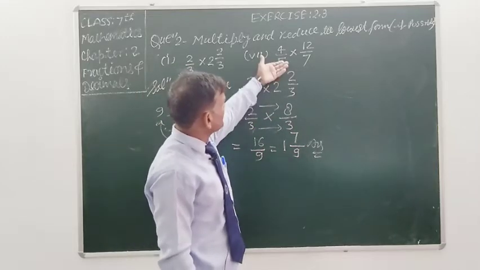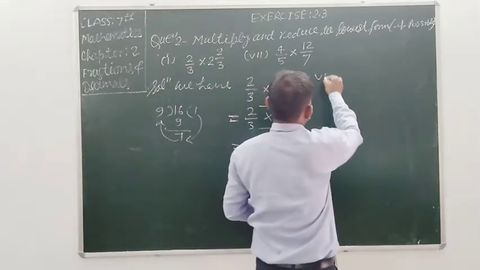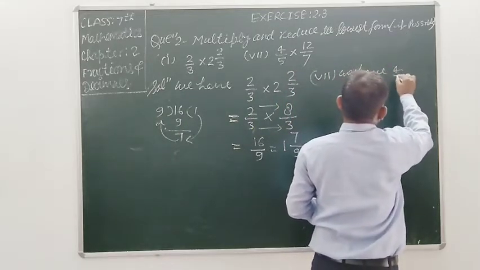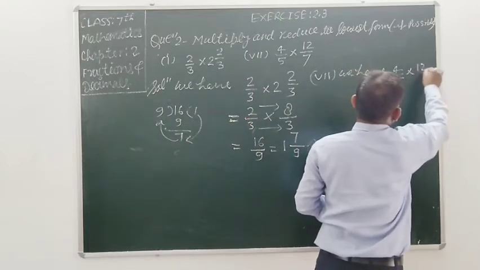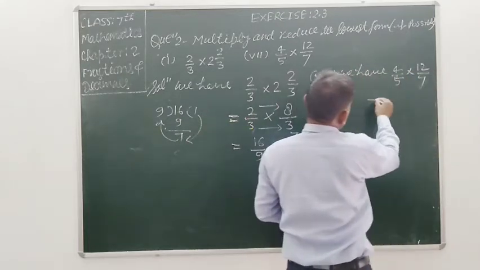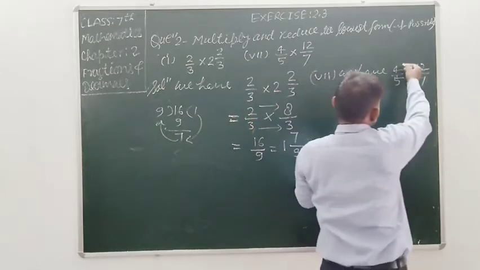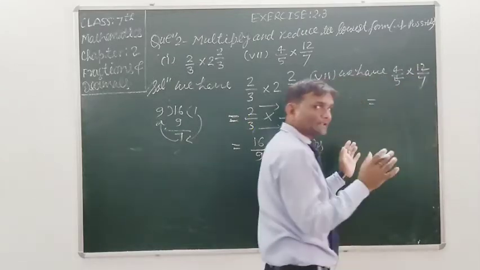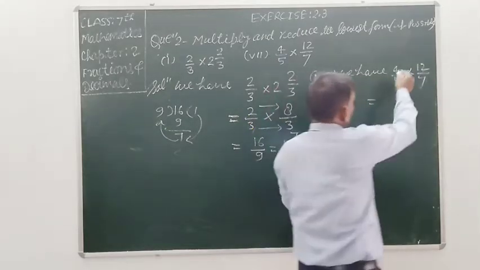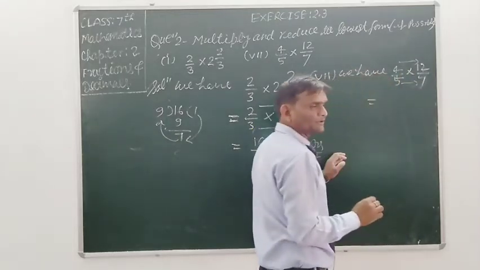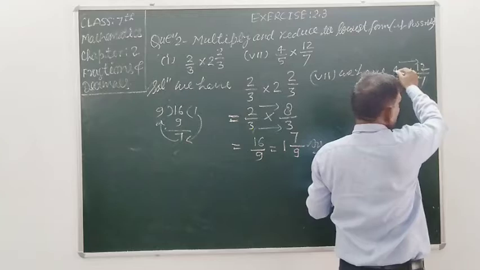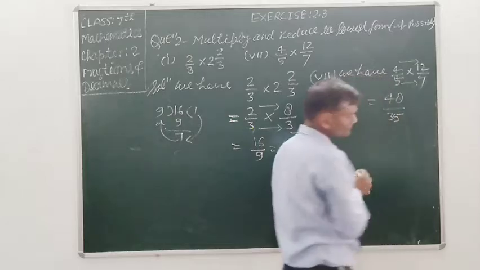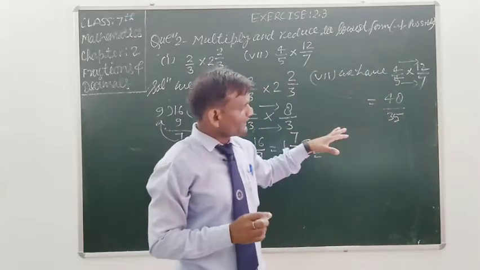And in the same way, student, we solve the last part, part 7. We have 4/5 into 12/7. So student, this is the fraction, and both fractions are not written in mixed fraction form. So we multiply directly, numerator to numerator and denominator to denominator. 12 4s are 48 and 7 5s are 35.